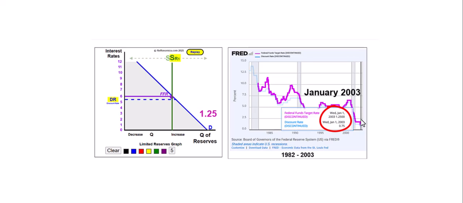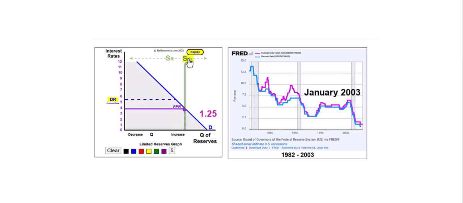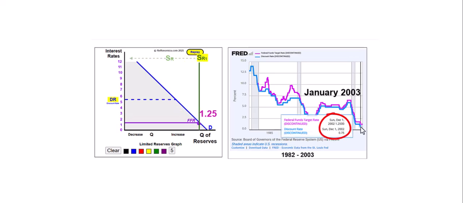And so as they continue to buy bonds in the open market, this increased the amount of excess reserves, or the supply of reserves, getting the federal funds target rate down to 1.25%. And the discount rate down to 0.75, or 75 basis points. So the spread between the federal funds target rate and the discount rate was 50 basis points, 0.75 to 1.25. That's a 50 basis point difference.